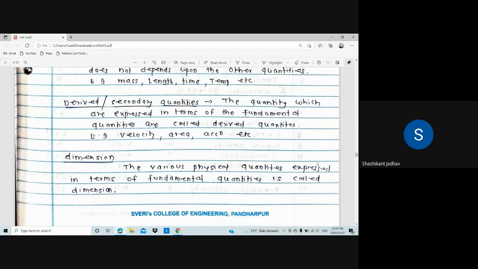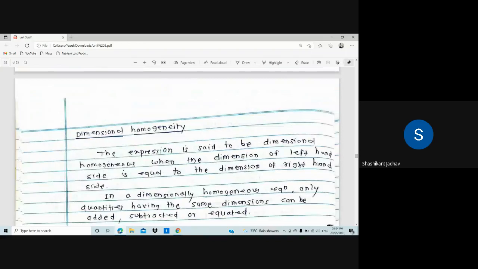The various physical quantities expressed in terms of fundamental quantities is called dimensions. Write down the definition of the dimension. The various physical quantities expressed in terms of fundamental quantities is called dimension. Okay, then write down the next, dimensional homogeneity.